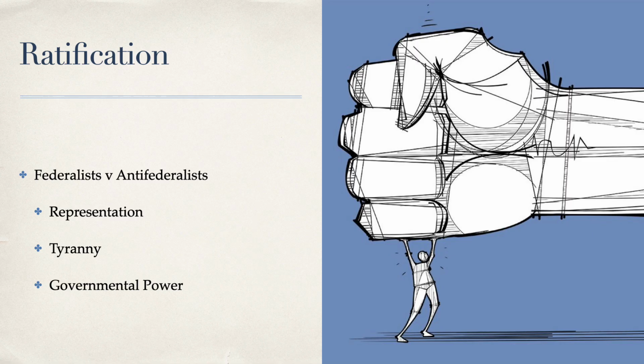So for ratifying the Constitution, first, it needed ratification by the states' conventions of delegates. These delegates were elected by voters. We had two different sides in the debate over the Constitution. We have the Federalists, who wanted a strong national government and supported the Constitution, and then the Anti-Federalists, who supported a more decentralized federal system and opposed the Constitution.